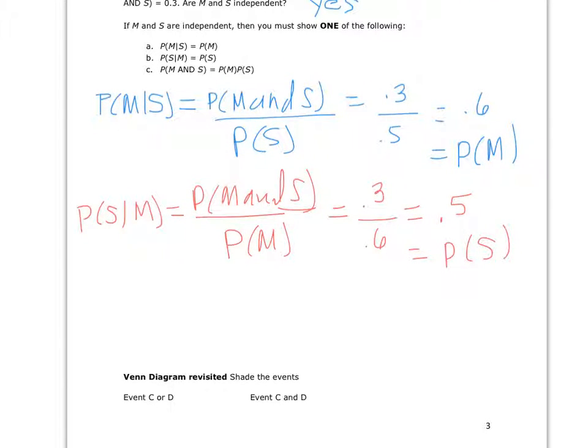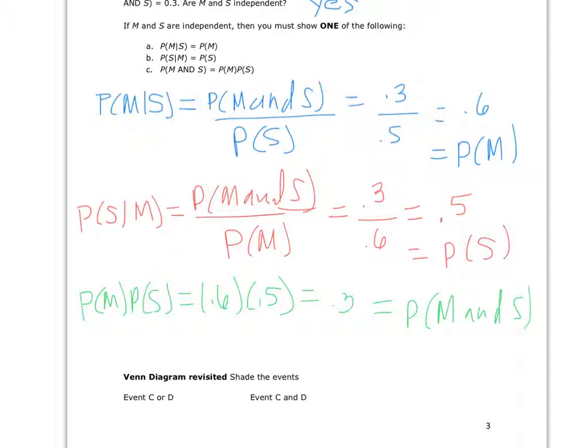Now let's check that third one. Let's take the probability of M, math class, times the probability of S, science class. Multiply those together, so we get 0.6 times 0.5, and we end up with 0.3, which equals the probability of math and science. So that one checks out as well. We really only needed to verify one of them, but all three indicate that taking a math class and taking a science class are independent events.